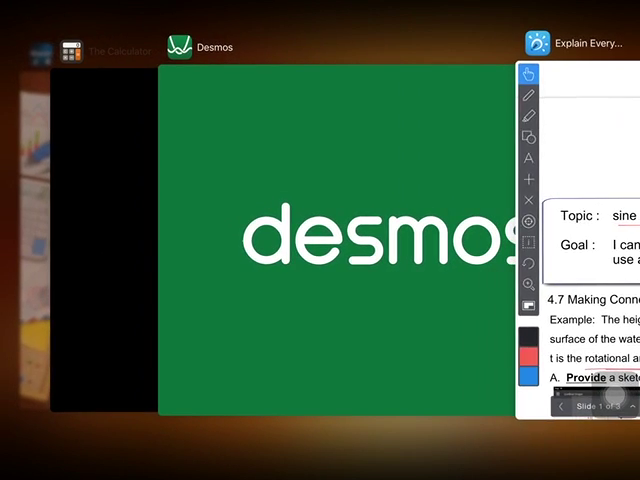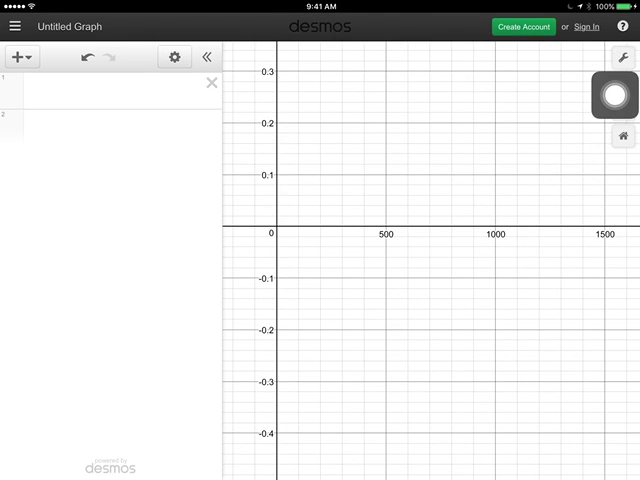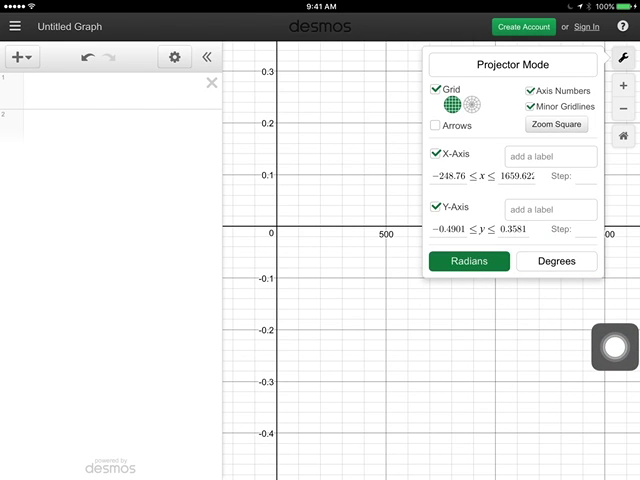So moving into Desmos, what we need to do before you start using Desmos, this is absolutely crucial. You need to hit the wrench up top here, and you need to set it to degrees. So you can see down here, make sure it's in degrees, because if radians is highlighted, it's not going to work. So make sure it's in degree mode.